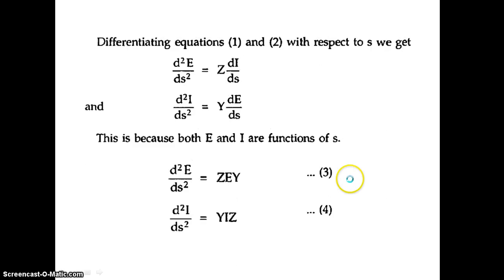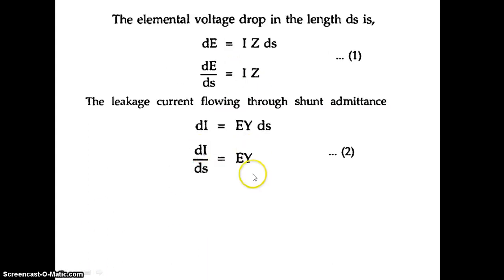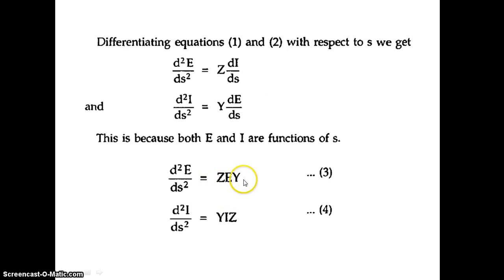These are equations number 1 and 2. Differentiating equations 1 and 2 with respect to S, we get d square E by ds square equal to Z into dI by ds, and d square I by ds square equal to Y into dE by ds. This is because both E and I are functions of S, the distance. Replacing dI by ds with EY, we have d square E by ds square equal to Z EY, and d square I by ds square equal to Y IZ. Equations number 3 and 4.